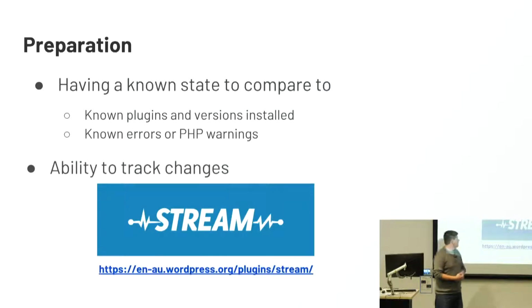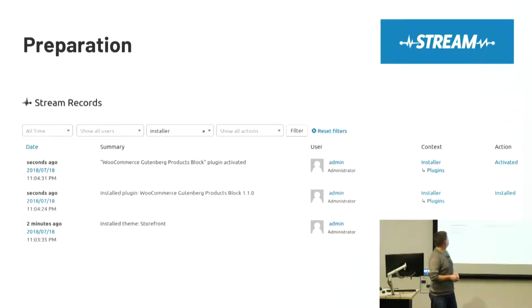One nice ability, and a plugin we use heavily as well, is Stream. Stream allows you to track changes that are made in WordPress, and that's everything from installing plugins to adding media, editing posts, turning things on and off, changing settings. It's a free plugin, and it gives you a nice interface, which looks like this. So Stream gives you a view to see what's going on.